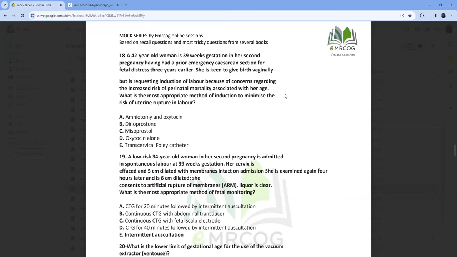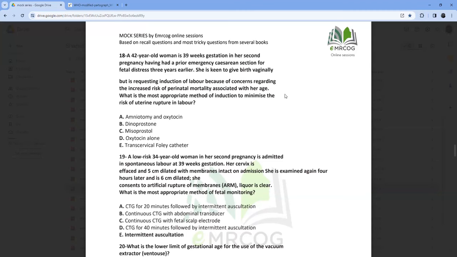Low risk 34-year-old woman in her second pregnancy admitted in spontaneous labor at 39 weeks of gestation. Cervix is effaced and 5 cm dilated with membranes intact. On admission, she is examined again 4 hours later and 6 cm dilated. She consents to artificial rupture of membranes. Liquor is clear. What is the most appropriate method of fetal monitoring?